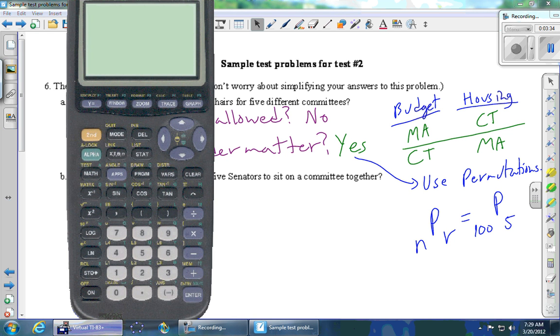But just so we see how large this number is, on this calculator, if you want to find the nPr, you go to math on the far left right here. We're looking to highlight this word PRB, which stands for probability. So I'll hit the left blue arrow, and then you can see nPr and nCr right in there. So we'll go down 1 and hit enter. So 100 nPr 5. So there are that many different ways to pick senators for 5 different committees.